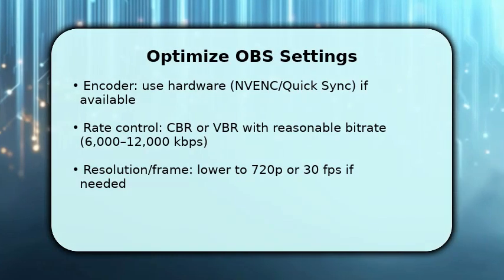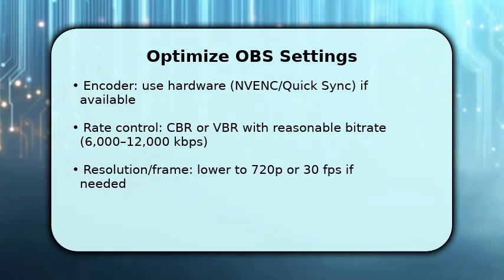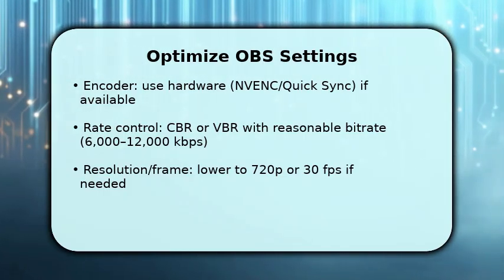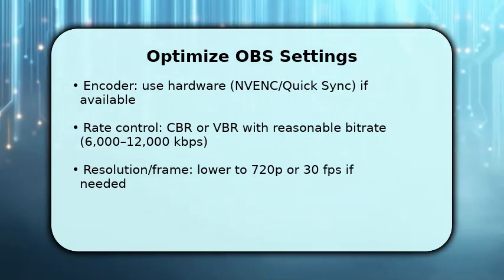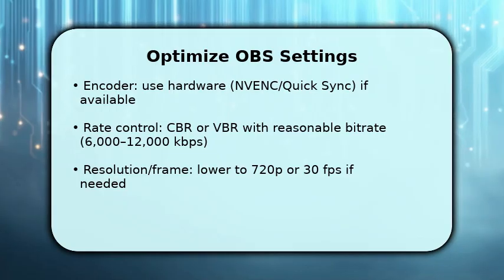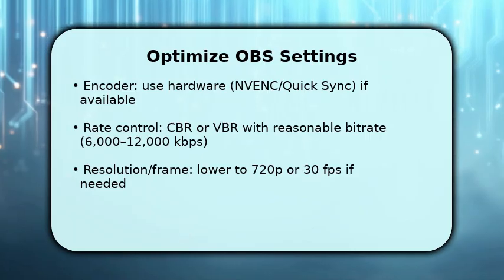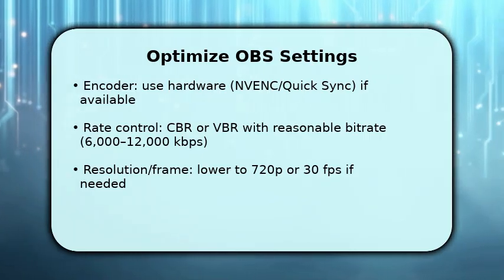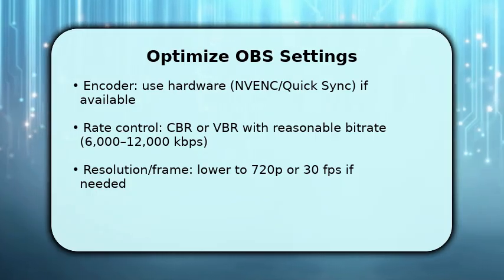Now you tweak OBS itself to balance quality and performance. Choose a hardware encoder like NVENC or QuickSync when available because they offload work from the CPU and reduce lag. For rate control, use CBR or VBR with a bitrate suited to content, 6,000 to 12,000 kbps for desktop capture is a good range. This prevents encoder spikes that cause frame drops.